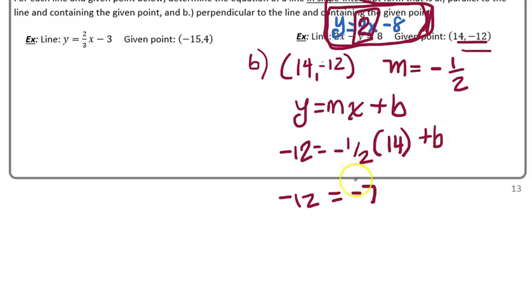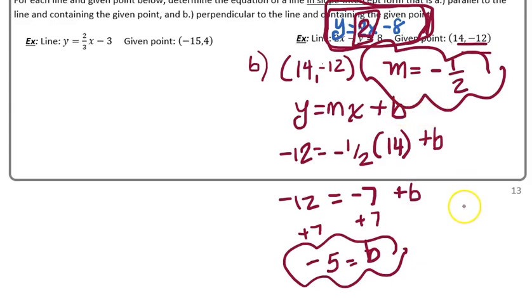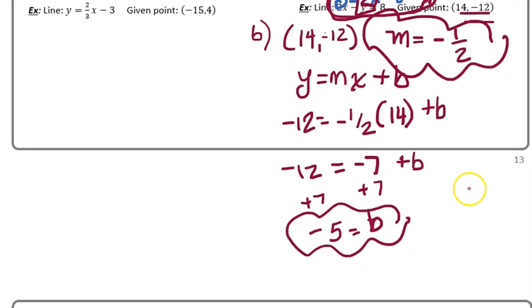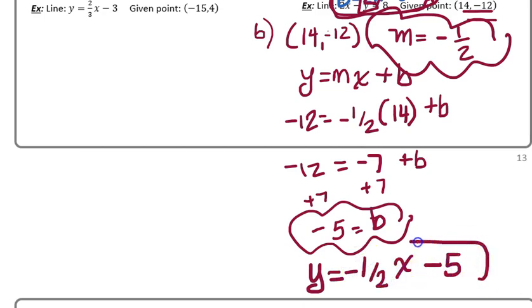So we've got negative 12 equals negative, a half of 14 is 7, a negative half of 14 is negative 7. Okay, so now we can add 7 to both sides, and we'll find that b is negative 5. So b is negative 5. The slope is negative 1/2. So our equation for the line that was perpendicular to the given line is going to look like this. It's going to be y equals negative 1/2 x minus 5. That is the answer for part B.